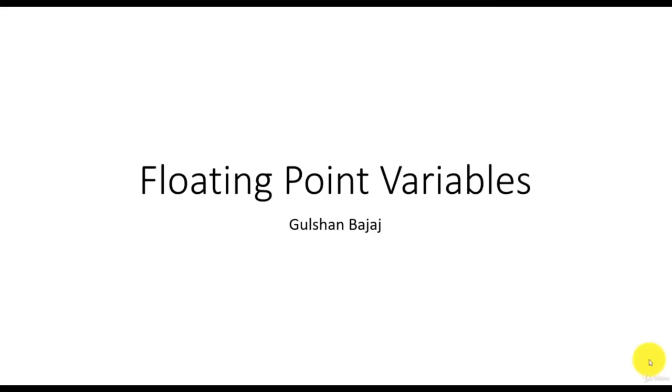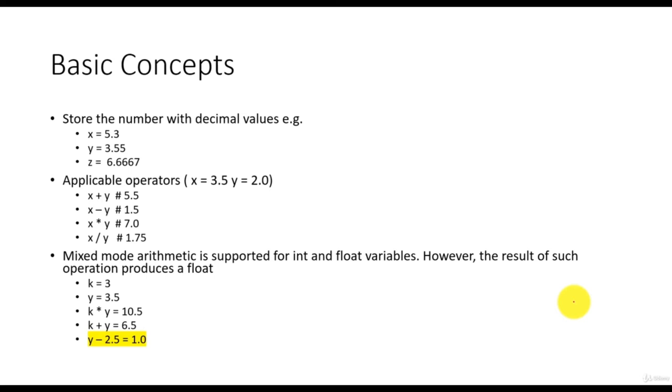Welcome back. In this chapter, we will discuss floating point variables. In the last chapter, we discussed that the variables which store integers are called integer variables. On the same lines, the variables which store numbers having a decimal part or fractional part are called floating point variables. Let us consider these examples.